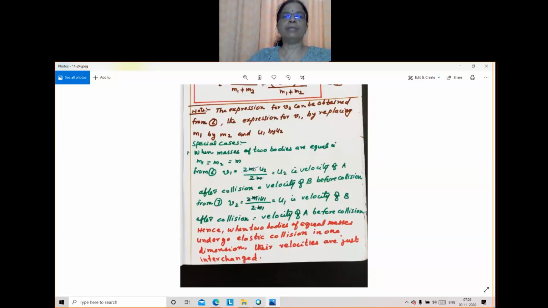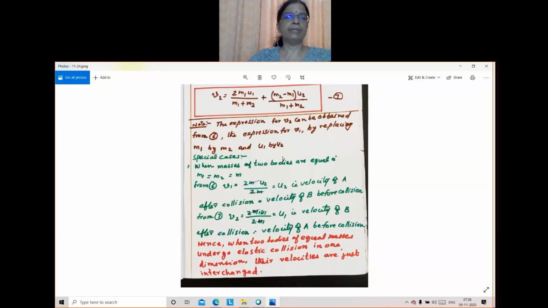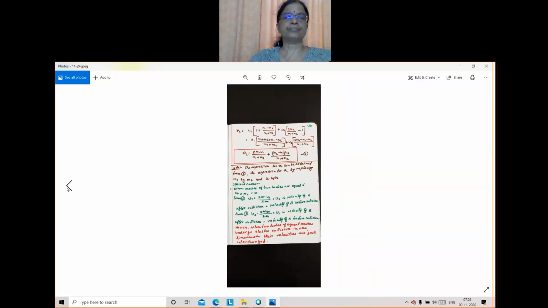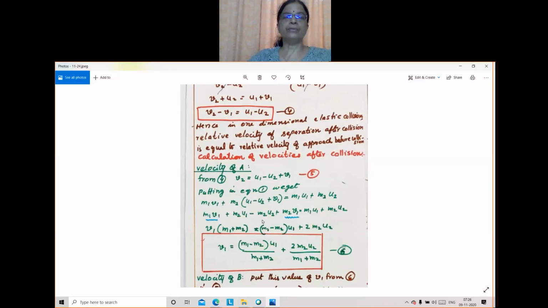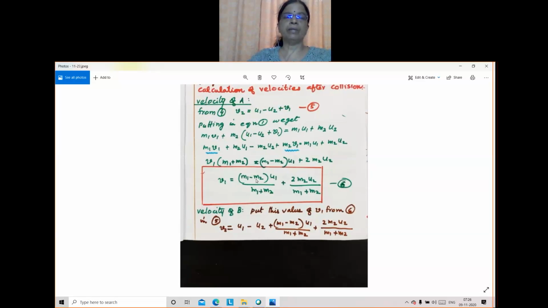Then what will be the velocity v1? When we substitute into the equation for v1, with m1 equal to m2, this term will be 0, so it will not be there. Then what about this term? With m1 equal to m2 equal to m, you can write 2m u2 by 2m, the 2m cancel, and we get u2. So v1 equals u2. What's the meaning?